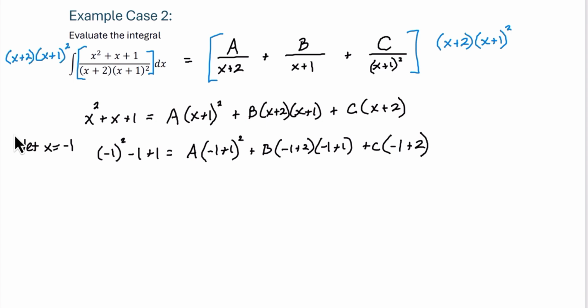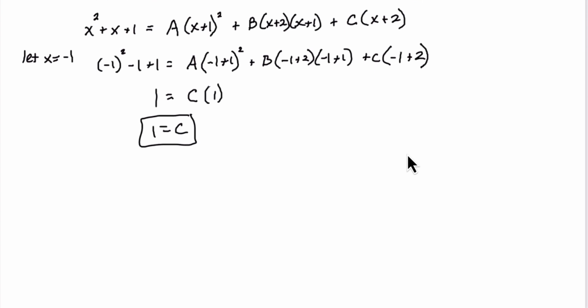On the left, -1 times -1 is 1, minus 1 is 0, plus 1 we get 1. And that's equal to, notice this becomes 0. 0 times A is just 0, so that term is going to go away. Over here, we have -1 plus 1. This factor becomes 0, so this whole term becomes 0 and goes away, leaving us with C times -1 plus 2 is 1. So C is 1.